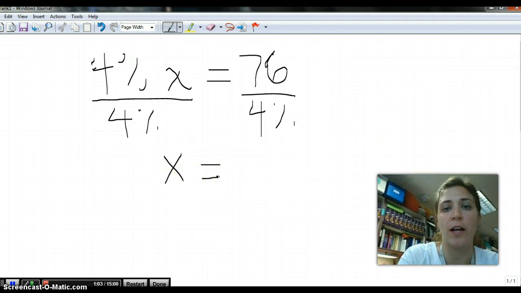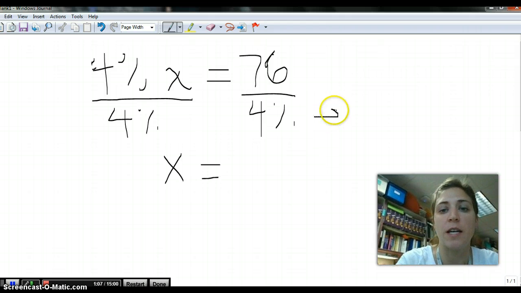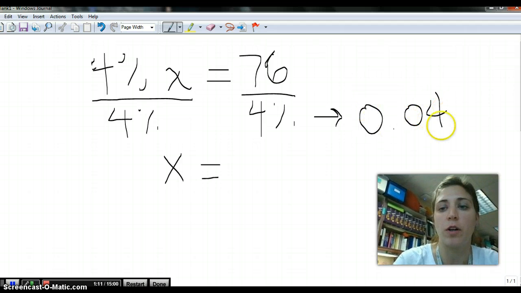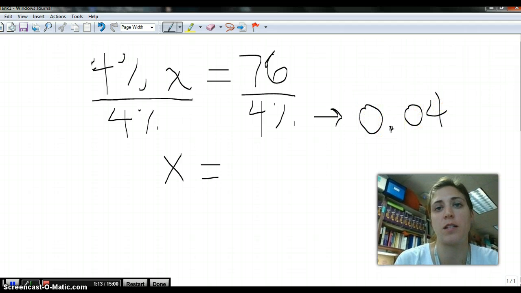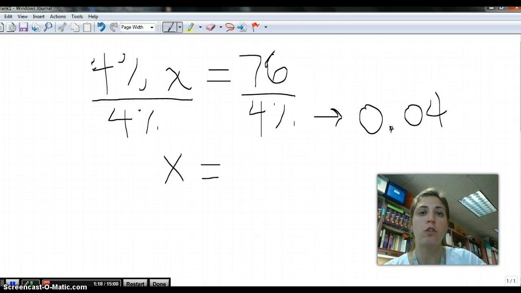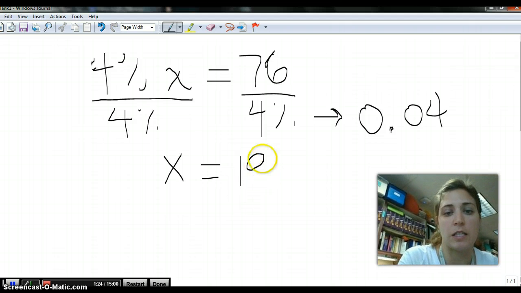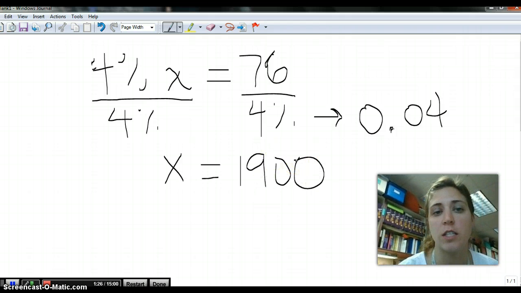And now we have to figure out how to write this into the calculator. The 76 divided by 4%, 4% is really just a decimal in disguise as 0.04. And hopefully that was a review from your last class, is the percent out of 100. So if you do 76 divided by 4% and you punch that into your calculator, you should get 1900. And you can always check your answer by just going back and putting x in, so 4% of 1900, and you should be able to get the 76.